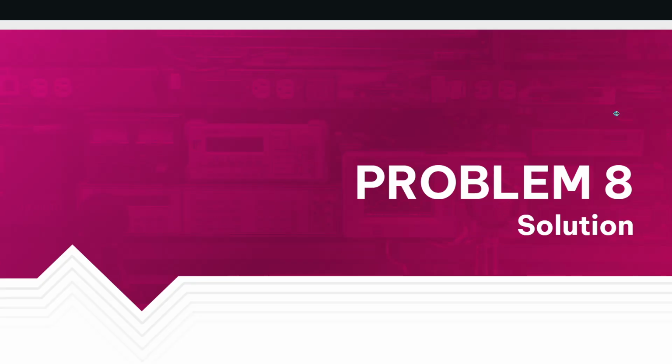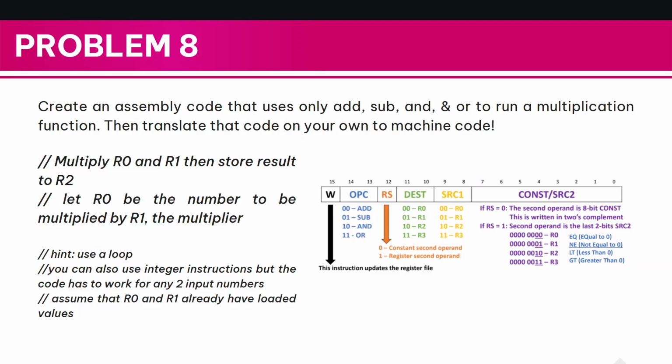So hello again. Welcome to the last problem for the EEE 113 review session. Let's do an assembly code that only uses add, subtract, and or, which are the bare instructions from the ADL processor discussed earlier. We want to create a multiplication function. You can translate the instructions into your own machine code, then check it in binary so you can see how computers read the machine code.